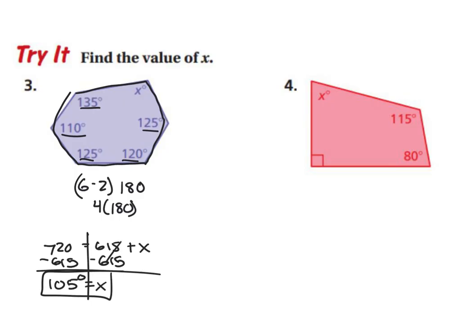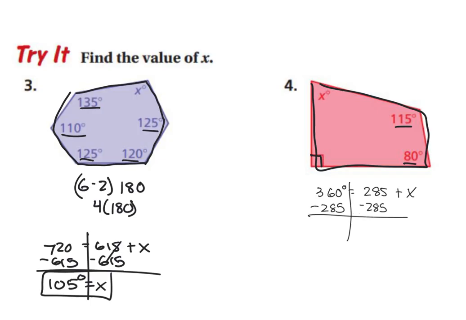And for number 4, we have 1, 2, 3, 4 sides. That is a quadrilateral. And so we know that has 360 degrees. And now let's add up our angles, 90, 80, and 115. 80 plus 90 is 170, plus 115 is 285, plus x. Minus 285 from both sides. And so 360 minus 285 is 75 degrees.